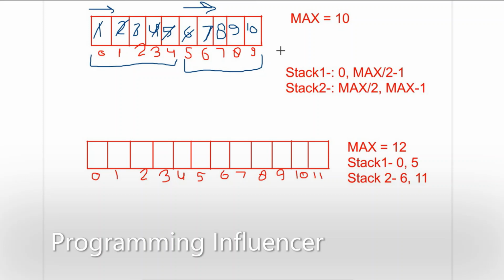But in this approach we have a problem. What is the problem? Let me tell you the actual problem. When we divide the array in equal spaces, let's take another example. Here we have an array that has max capacity 12, and stack 1 will be implemented from 0 to 5 and stack 2 will be implemented from 6 to 11.